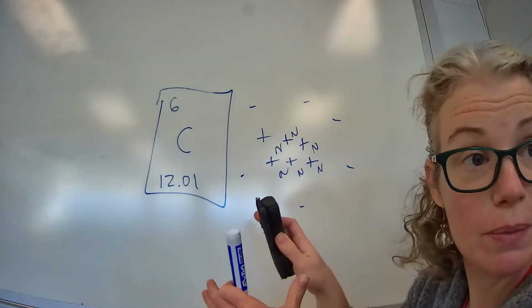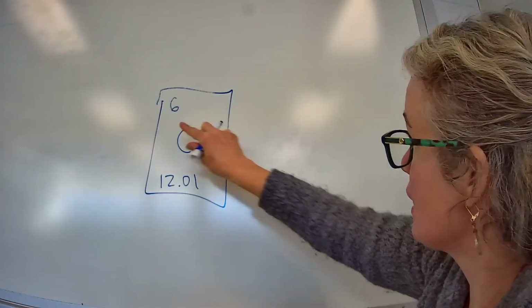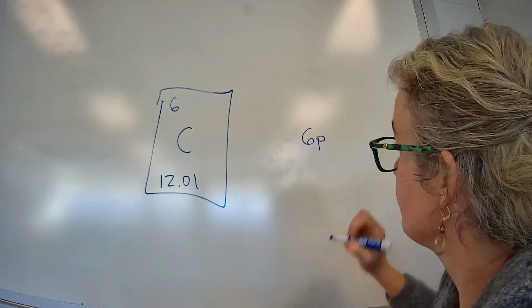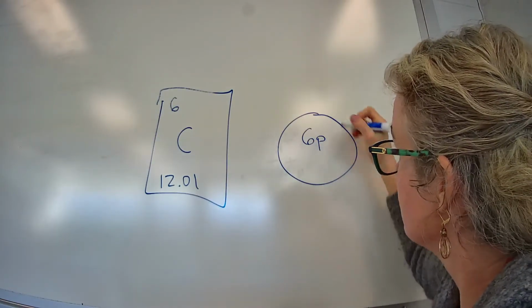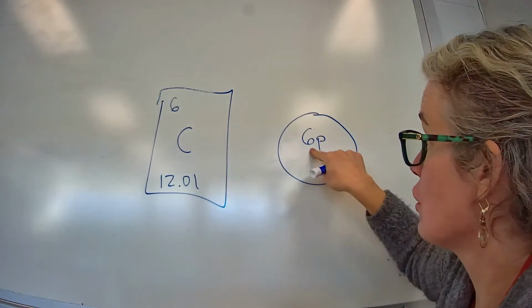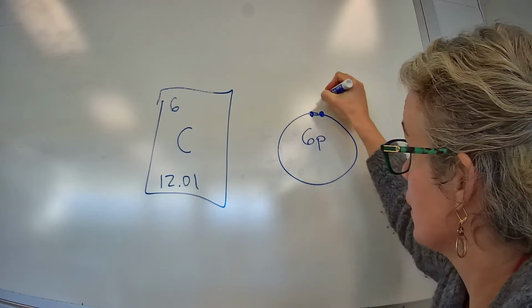So if we were going to convert this information into a Bohr diagram, instead of drawing out the 6 protons, we would list them in the middle. And we would draw an energy level. And we know that eventually we're going to need 6 electrons to cancel out the charge of the 6 protons. Up to 2 could go in the first ring.